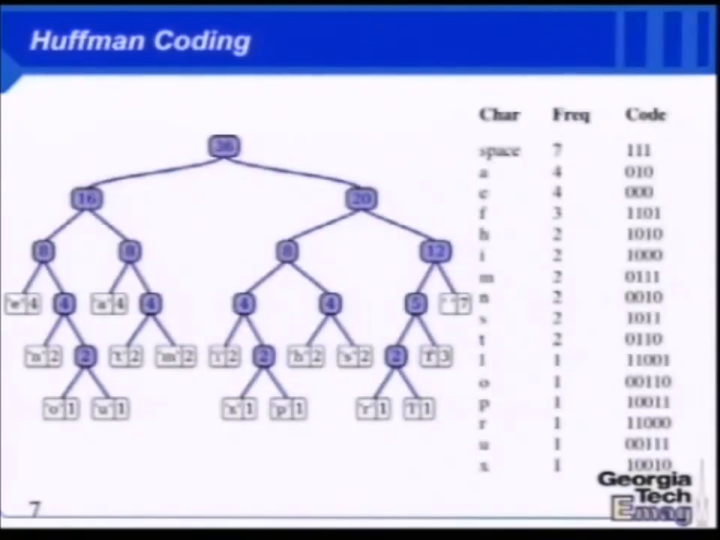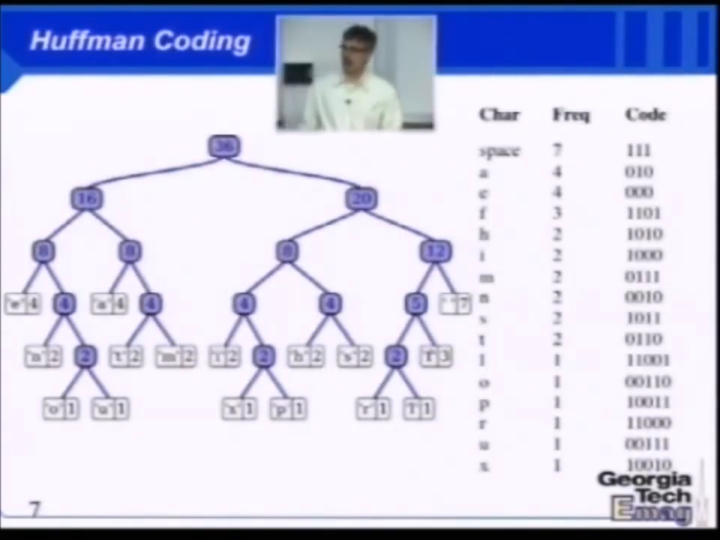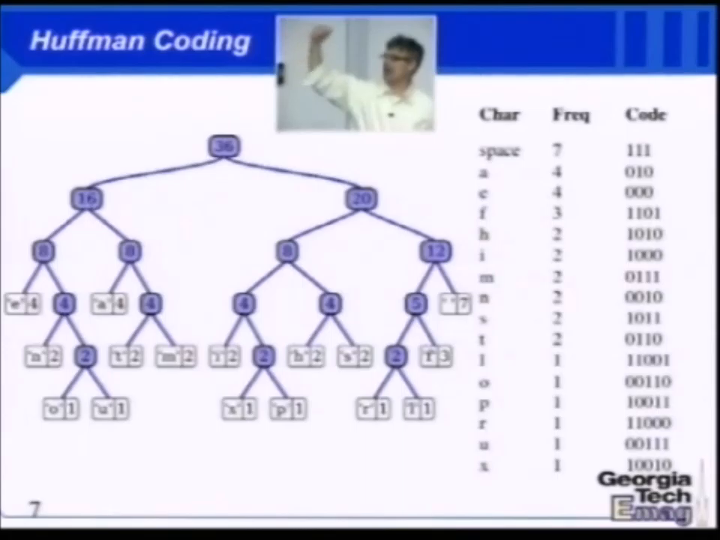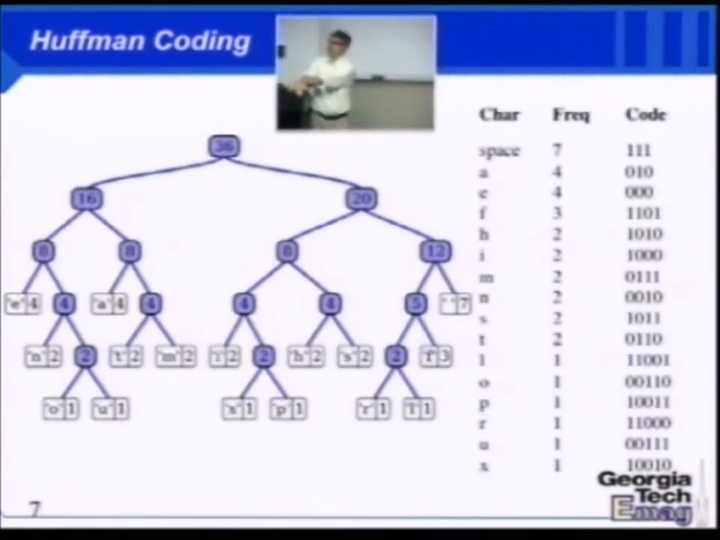Here's a scheme called Huffman coding. This, again, is an option one type scheme where you rearrange your binary alphabet so that now you're not going to give 4 bits for these 16 characters. This is an example of 16 common characters and their frequency of occurrence in the English language.